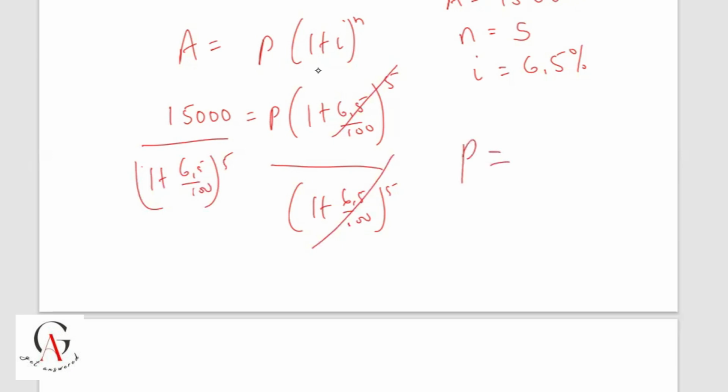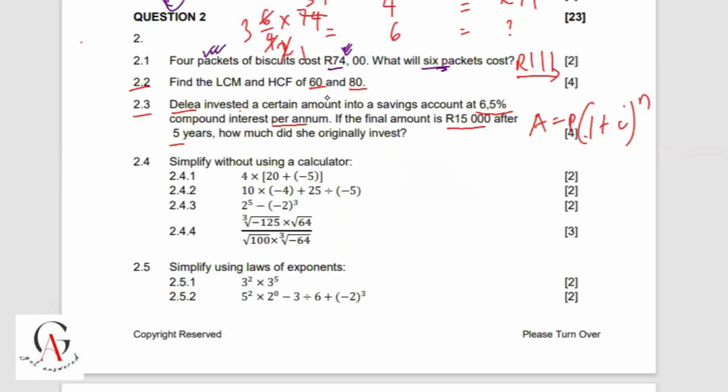So when I punch this sum into our calculator, 15,000 divided by (1 plus 6.5%) to the exponent of 5, that gives me 10,948.21. So this is how much she invested for those number of years.